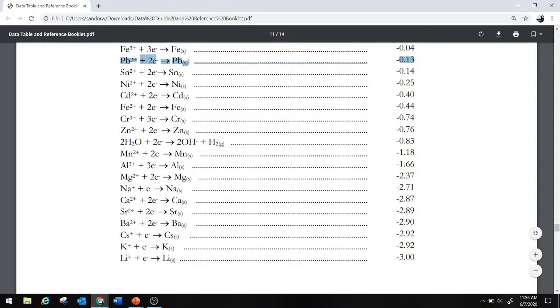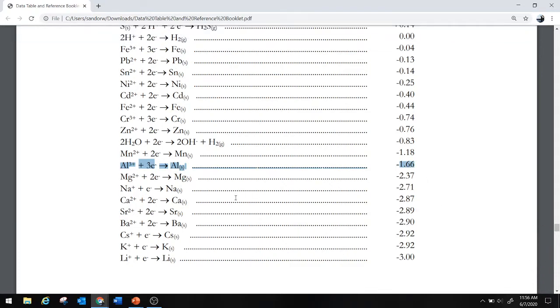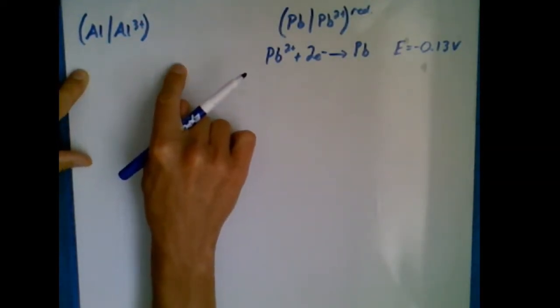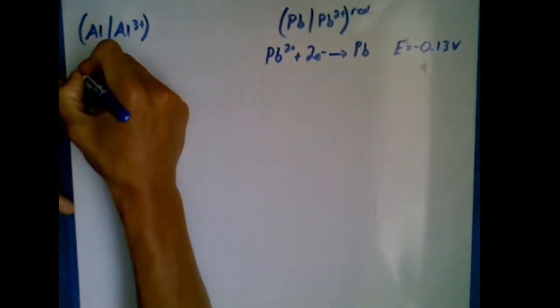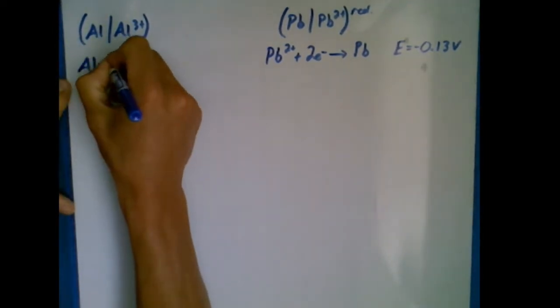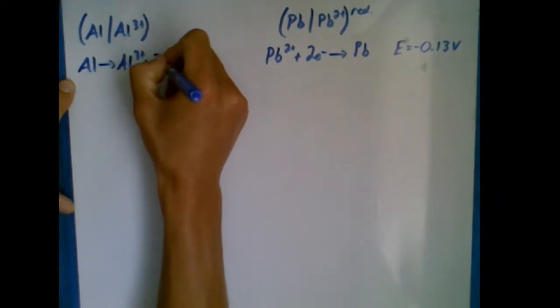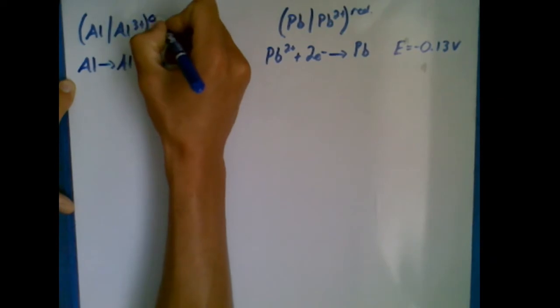Going back to that list, we can find aluminum. Aluminum is right here. And since it's lower, it's going to be oxidized, but you'll notice it's written as a reduction reaction where it gains electrons. So what we're going to need to do is actually flip this reaction, and when we do that, we're going to flip the sign as well. So we're going to take aluminum, instead of it gaining electrons, it's actually going to lose electrons. So we're going to start with Al. It's going to turn into Al 3 plus and 3 electrons. This was our oxidation reaction.